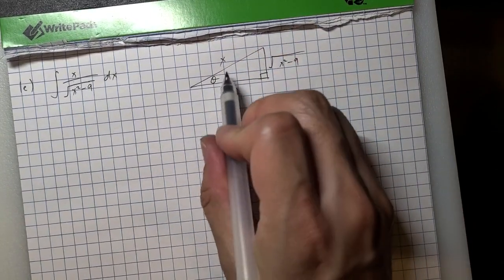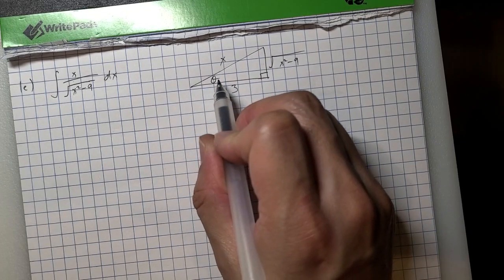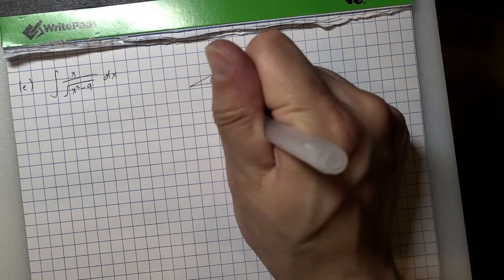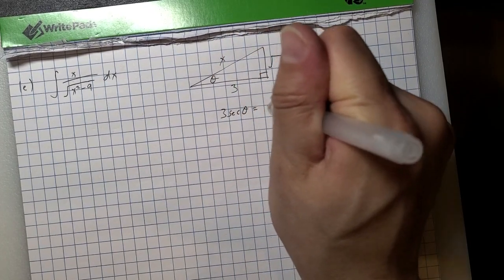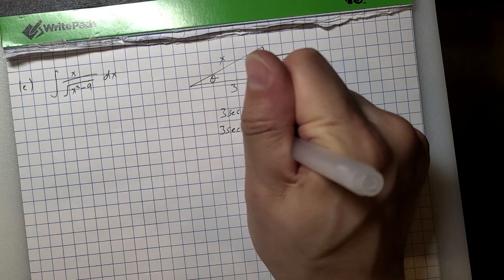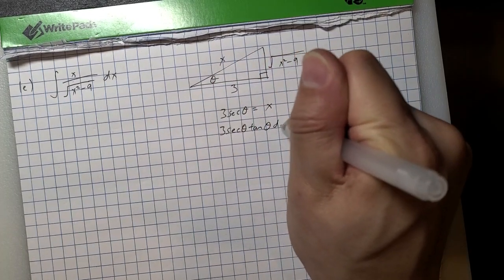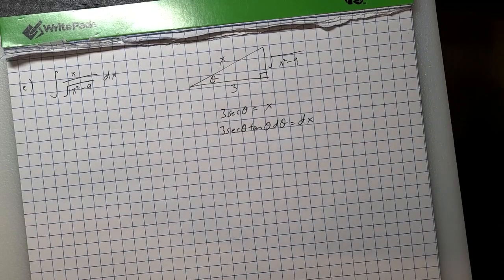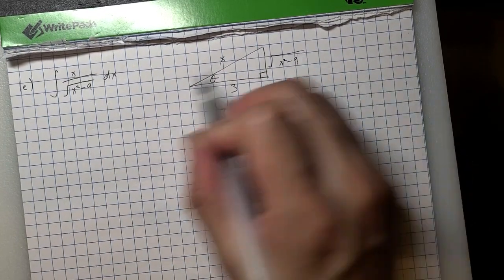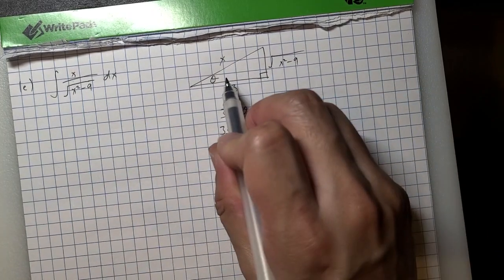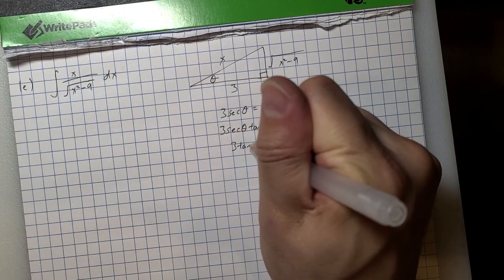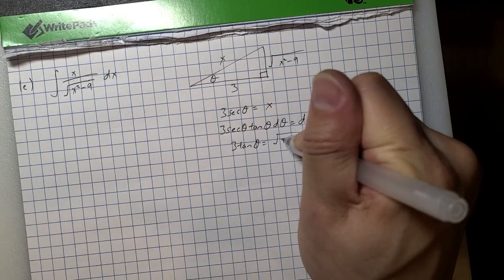So for x, how can we get that in this triangle? Secant theta is x over 3, so 3 secant theta is equal to x. Then 3 secant theta tangent theta d theta would be dx. And then we can also substitute this square root term. How can we get that in the triangle? We know tangent is the square root over 3, so 3 tangent theta is the square root.